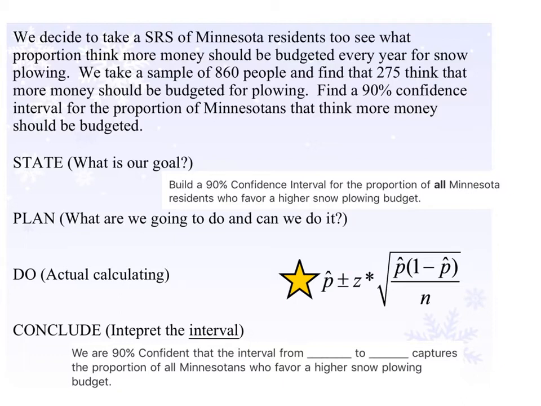The first thing I'd like to calculate is my p-hat. My p-hat, my sample proportion, is 275 over 860. That is approximately 0.32. Okay, so we are going to build a confidence interval for a proportion.